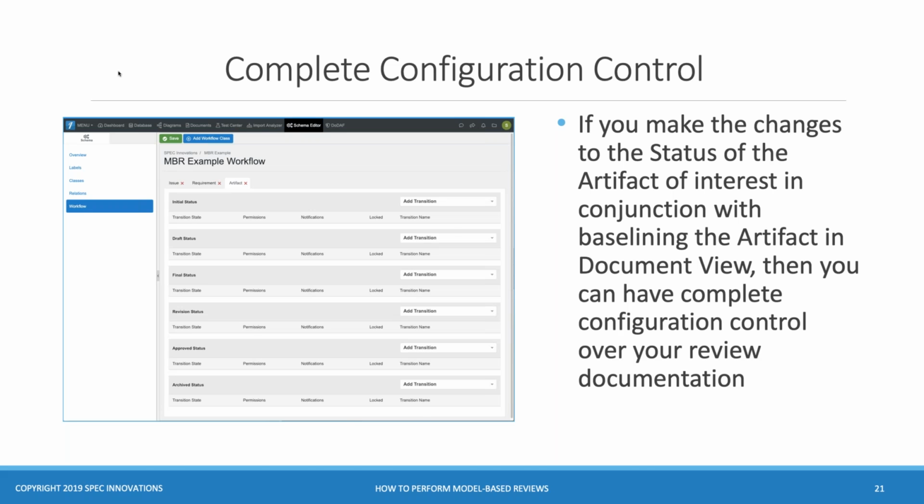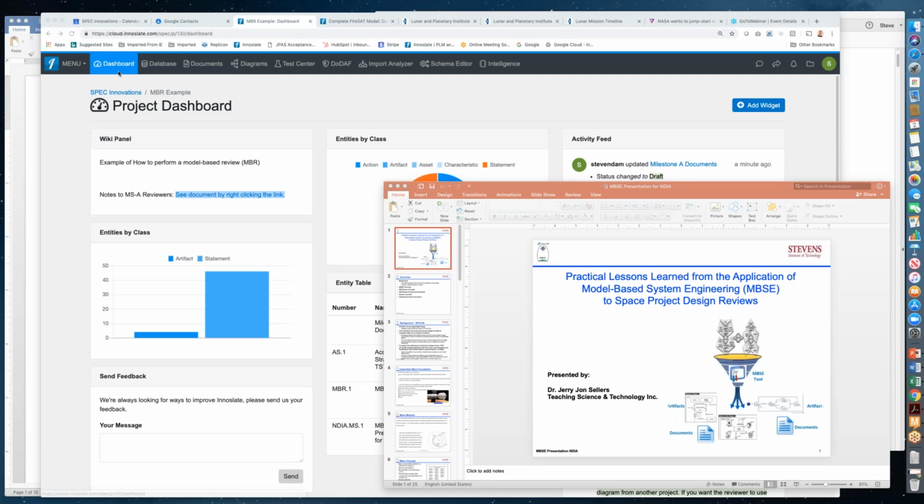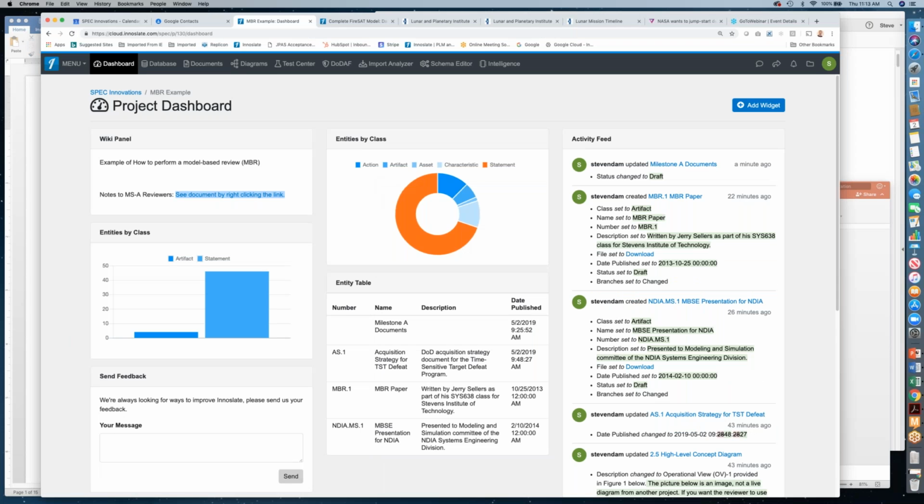So let me jump into a live demo. That was a very quick set of slides, so hopefully that wasn't too fast for everybody. Let me show you a couple things. This is the dashboard. And in here, I've got some information for them. In the Wiki panel, I posted this note to the Milestone A reviewers. They can see the document by right-clicking the link. Before I do that, let me just walk through some of the rest of this dashboard.